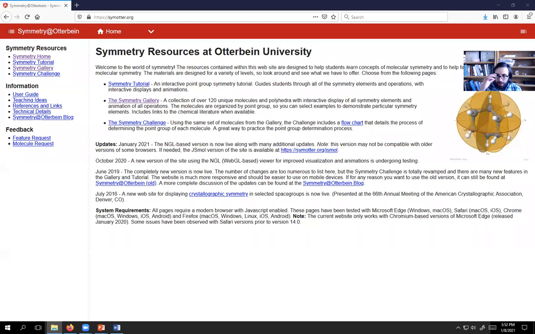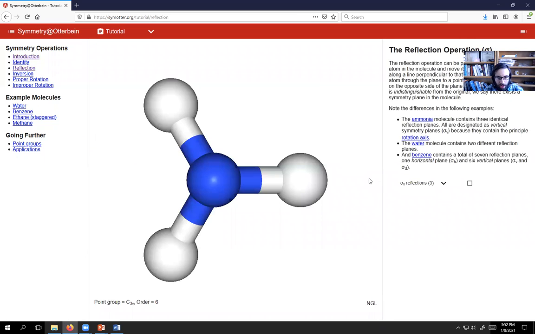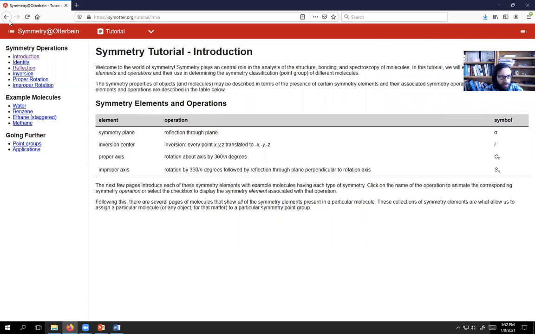All right, so here's just a little tutorial on how to use the symmetry resources at Otterbein University website. This is an absolutely fantastic website. It's the best way to learn point groups, okay? And so you can go here and go to the symmetry tutorial. It tells you about symmetry planes, all the things we talked about. It'll help you visualize things, okay? The tutorial's fine.